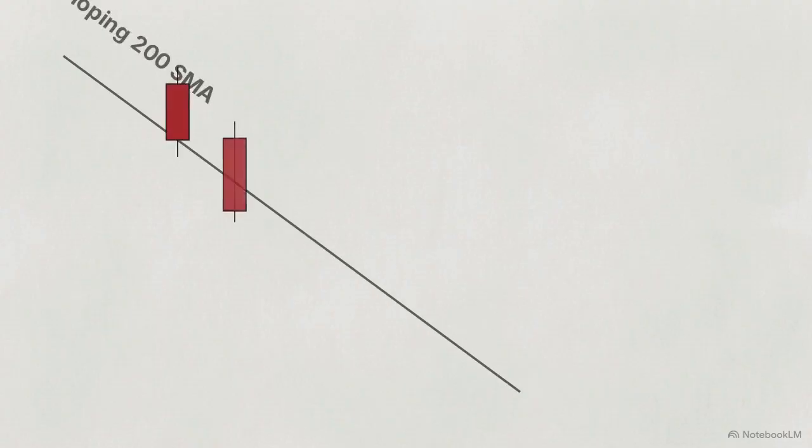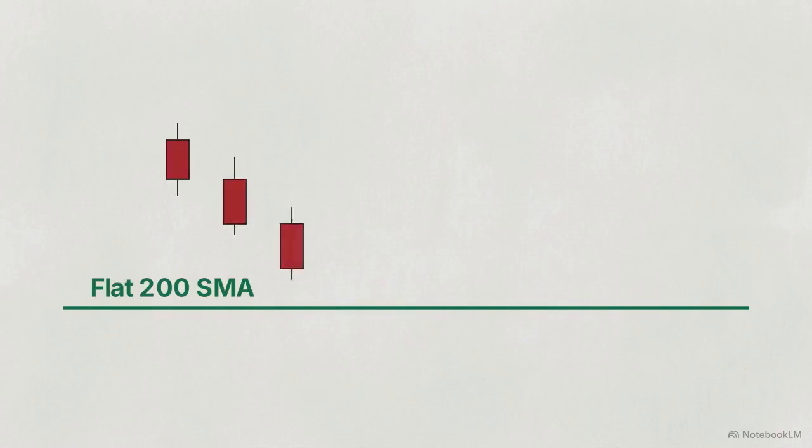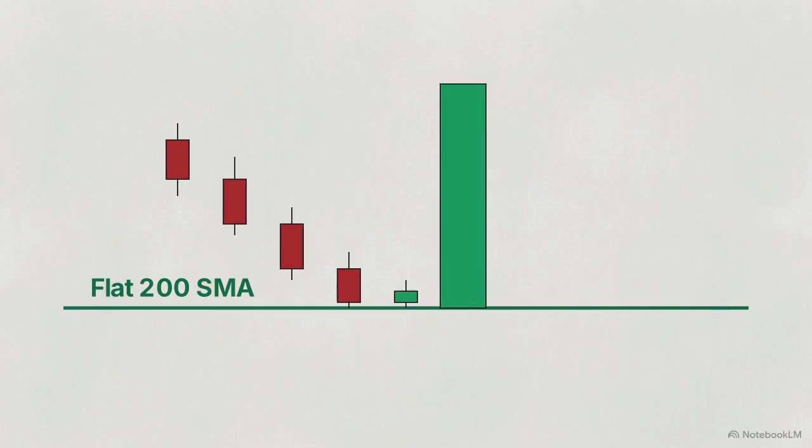This chart highlights a crucial distinction. A diagonal 200 SMA provides almost zero structural support. Price action will slice straight through it. Only a perfectly horizontal, or flat, 200 SMA acts as a high-probability floor. Watch what happens when a specific anomaly interacts with this horizontal line.